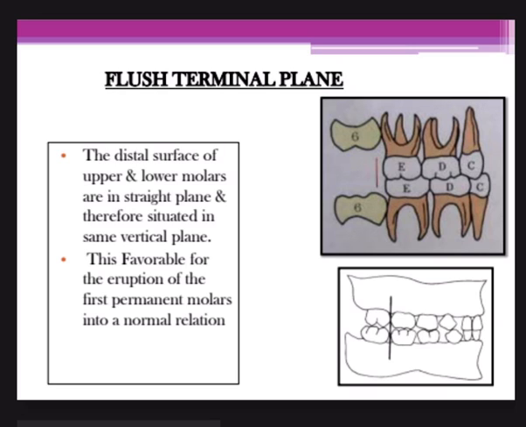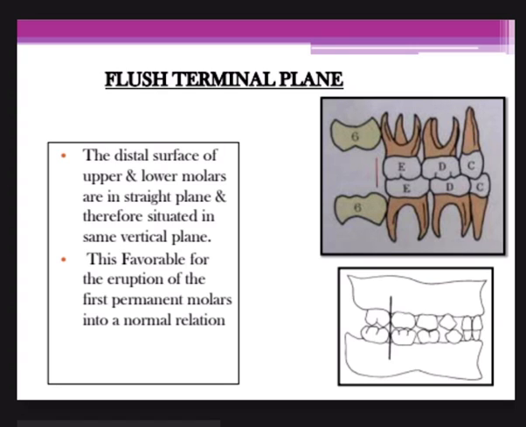Okay, and keep this in mind. This is the most favorable relationship for the eruption of the first permanent molars into a normal class 1 relationship at a future stage. Okay, so flush will give you, 90% of the time, a flush terminal plane relationship in a child will lead to class 1. Okay, so keep this in mind. Flush will lead to class 1 in 90% of the cases. Okay, so there is a 10% probability that it won't lead to class 1.